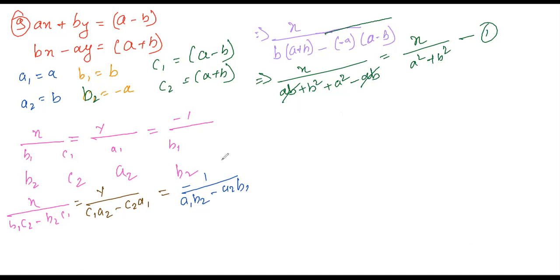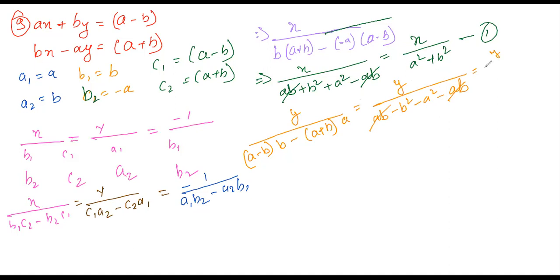Then I'm going for the second one, that is y by c1 a2 minus c2 a1. c1 is a minus b, and a2 is b, then minus c2, which is a plus b, and a1 is a. So if I solve this one, it is y by ab minus b square minus a square minus ab. Now this one and this one got cancelled, so it is y by minus a square minus b square. So make it as equation 2.